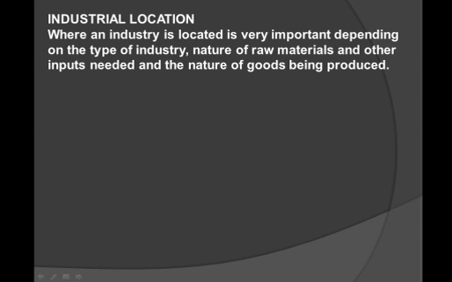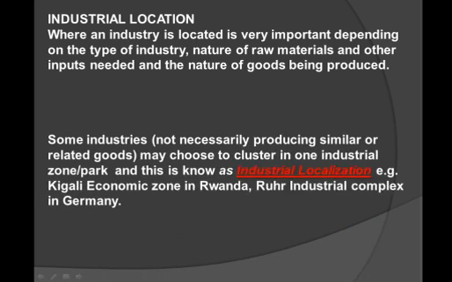Where an industry is located is very important, depending on the type of industry, the nature of raw materials and other inputs needed, and the nature of goods that are being produced. In the previous lesson, I remember mentioning market-oriented industries and raw material-oriented industries. So basically, we're going to put those into perspective in this topic.